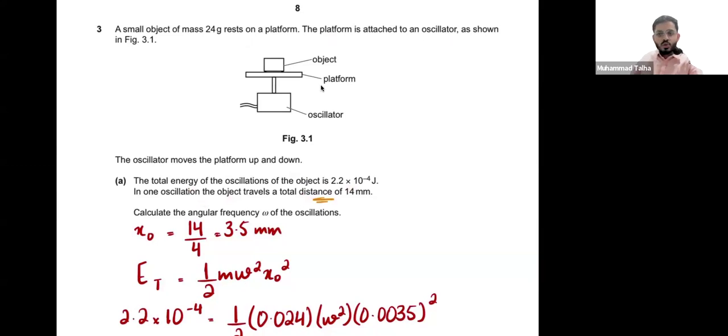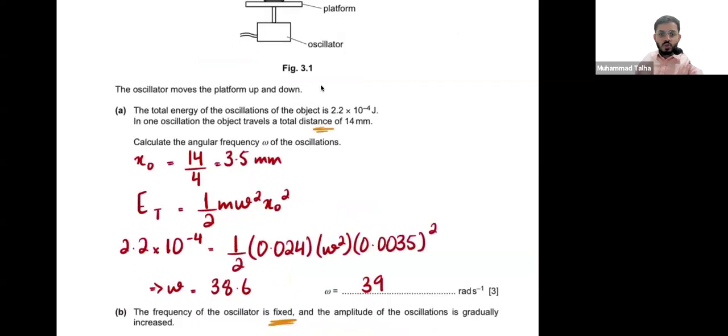So let's say what is shown to us is the equilibrium position. One oscillation is it going up, coming back down, going all the way down, and coming back up, right? This is one oscillation. So if you look at it here, it covers one amplitude, two amplitudes, three amplitudes, and four amplitudes. So this distance of 14 millimeters is four amplitudes, which is covered in one oscillation, right? So using this, I divide by 4 to get the amplitude, and then I just use the total energy formula.